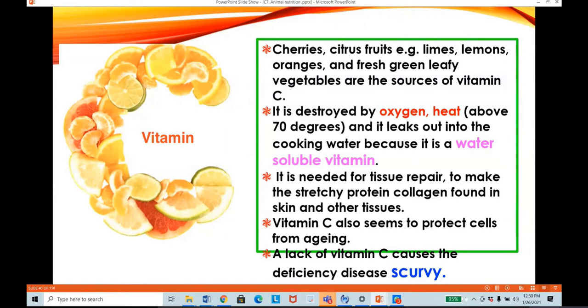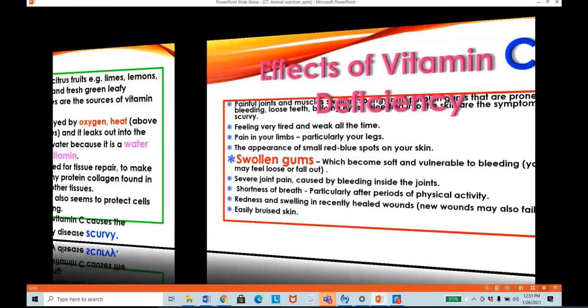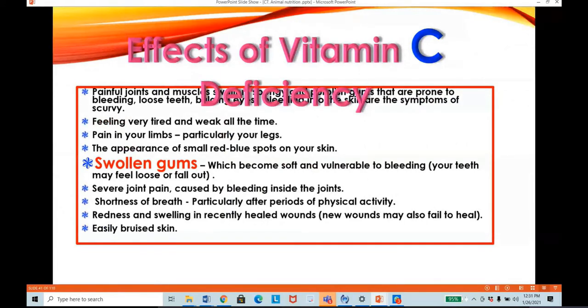Okay, so vitamin C also seems to protect cells from aging. Okay, so not now, because now you're very young and beautiful. So after a certain age, start including lime juice and orange juice and lots of vitamin C in your regime, so that you are always fresh and young and looking good. Okay, so I told you that lack of vitamin C causes a deficiency disease called scurvy. So what are the symptoms of scurvy?